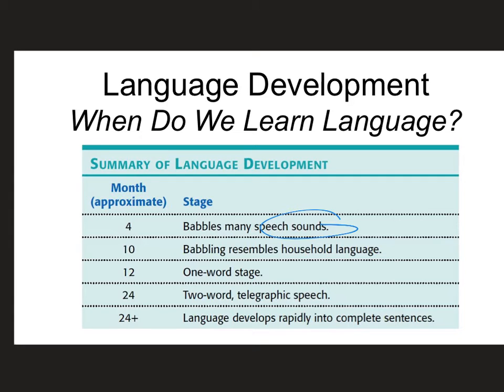At 12 months, 1 year, they start using one word to describe things. At 24 months, they start to use 2 words and what we call telegraphic speech. Telegraphic speech is when they use words, typically without any sorts of description. So something like want juice. It's telegraphic speech, I'll circle that. Okay, and then the language develops rapidly into complete sentences and communication becomes a little bit better.